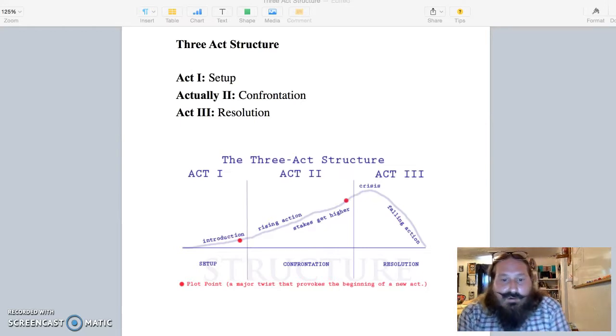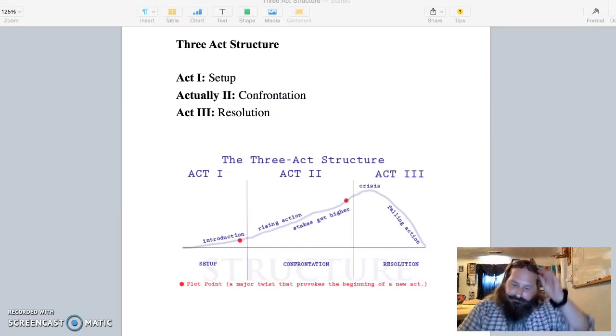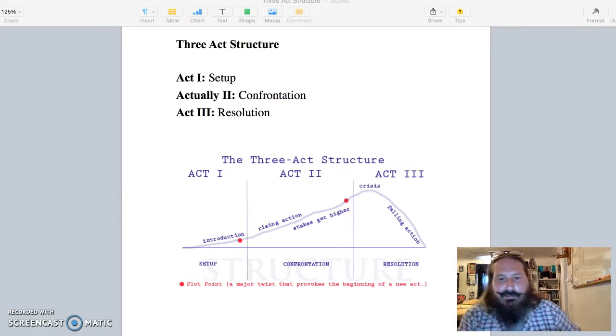So our plot point here would be as they get to the records office, they find that it has been set on fire. This throws a stick in the spokes of our main character as he's trying to get accepted, so he can plan his trip and plan his freshman year at school. So basically, that's Act Two in a nutshell.